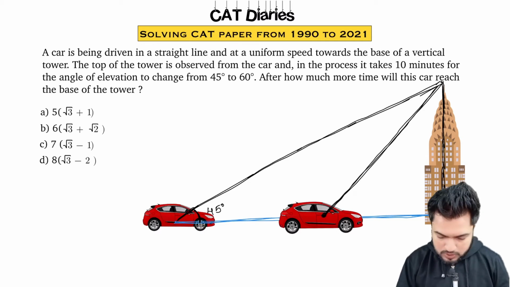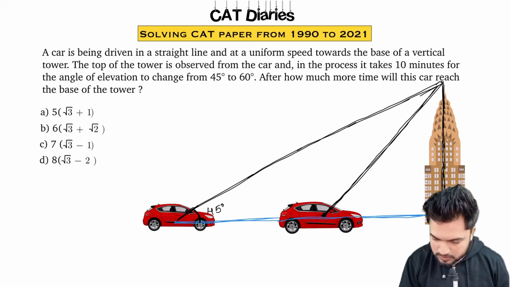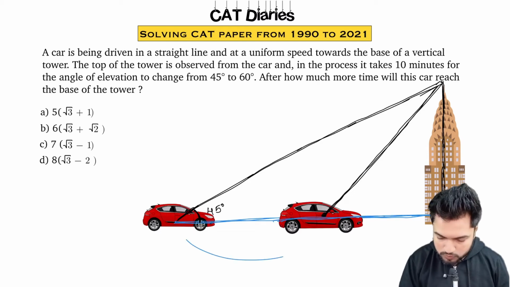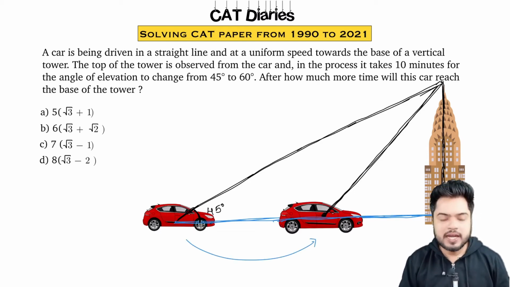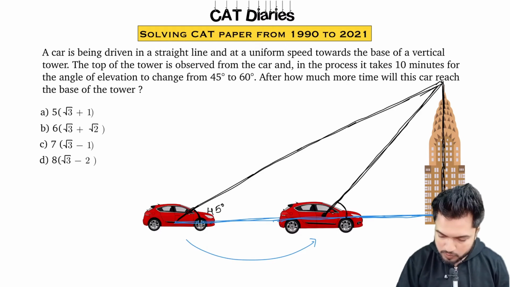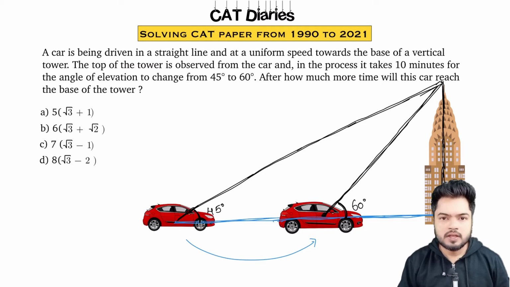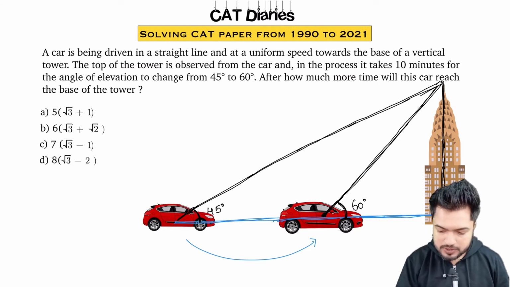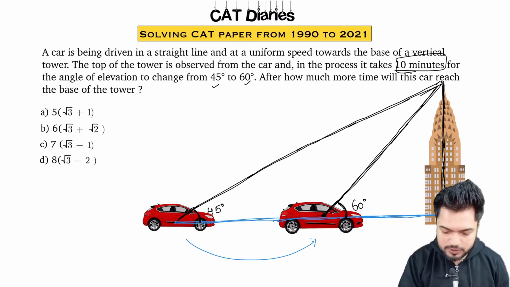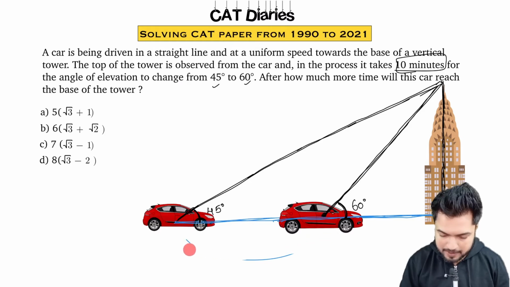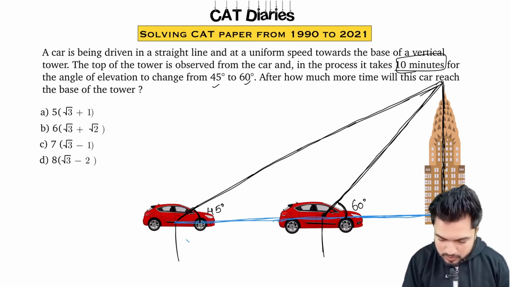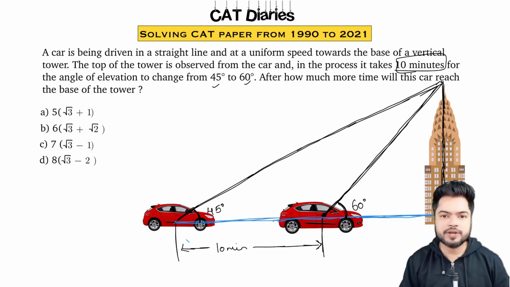Okay, so if you check it from here now, this is how it was. The car has moved from here to here, and in that the angle of elevation has changed from 45 to 60 degrees. So this angle is 60 degrees. What is being given now? In the process, it takes 10 minutes for the angle of elevation to change from this to this. So what is the time that is being taken by the car to travel from here to here? Okay, what is this time? This time is given to me as 10 minutes. In 10 minutes, the car reaches from this point to this point.